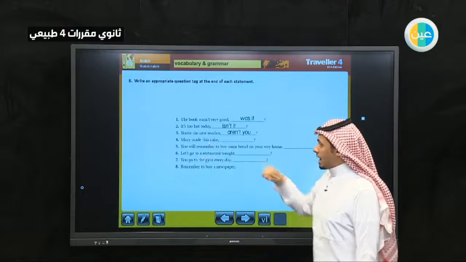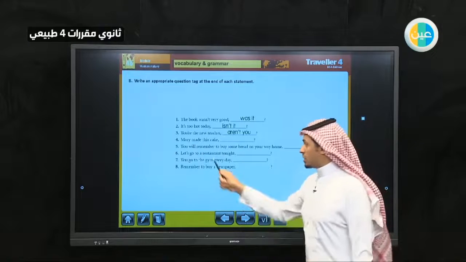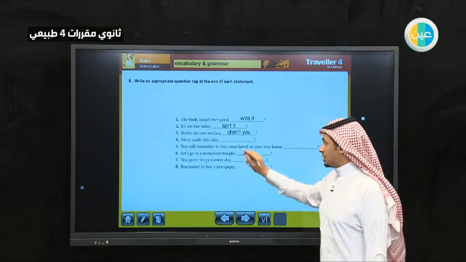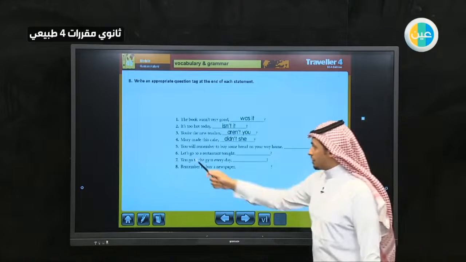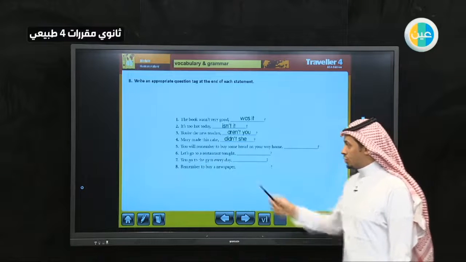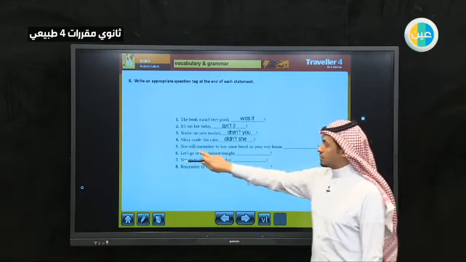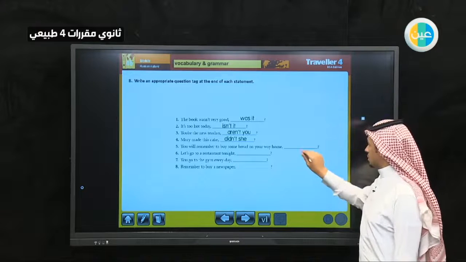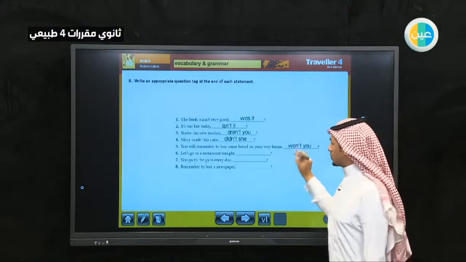Mary made this cake. We don't have an auxiliary verb. We have only the main verb, which is in the past. So instead we use did. So, didn't she? Five. You will remember to buy some bread on your way home. What is the auxiliary verb? Will. So we use won't you? Will not, which is won't you.